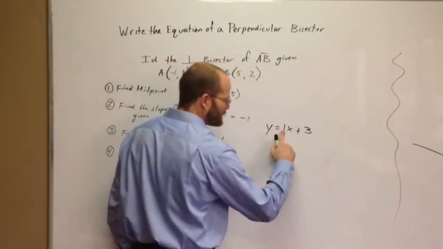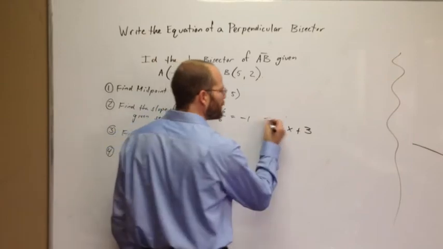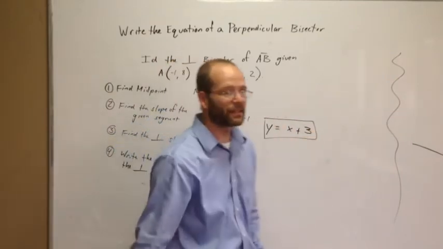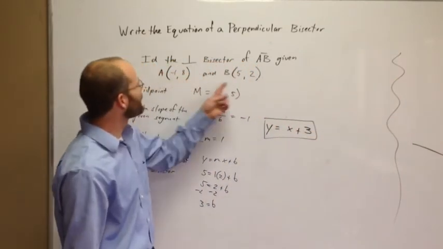And this, of course, is not necessary. y equals x plus 3. That is the equation of the perpendicular bisector of the given segment that passes through negative 1, 8, and 5, 2.